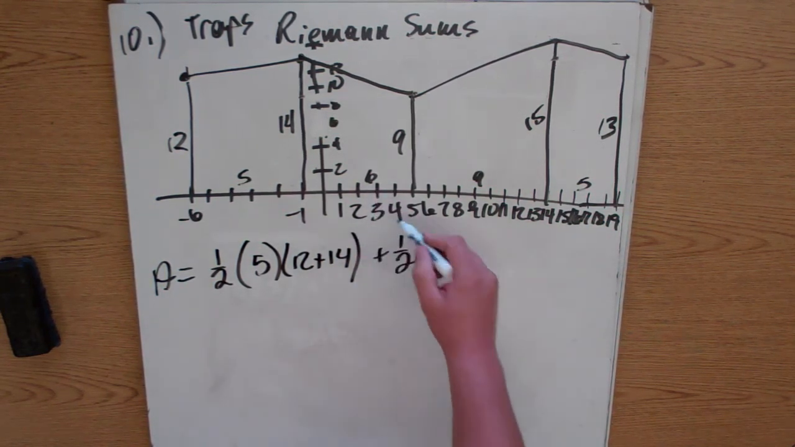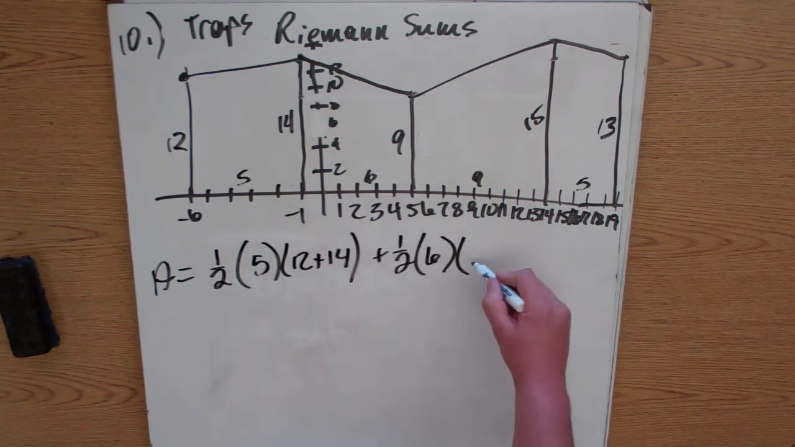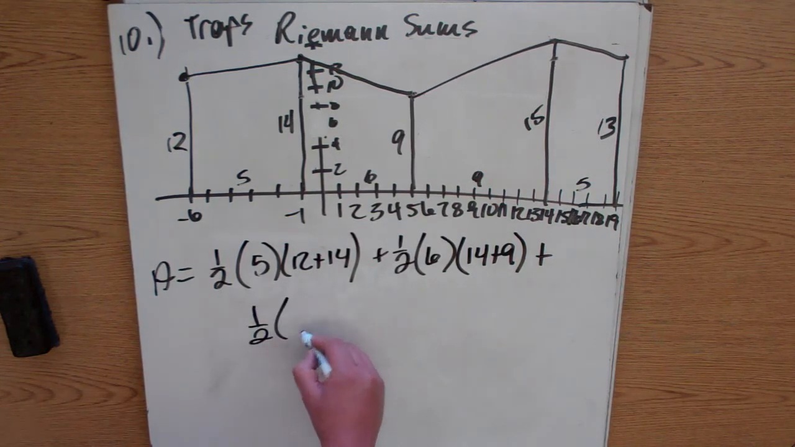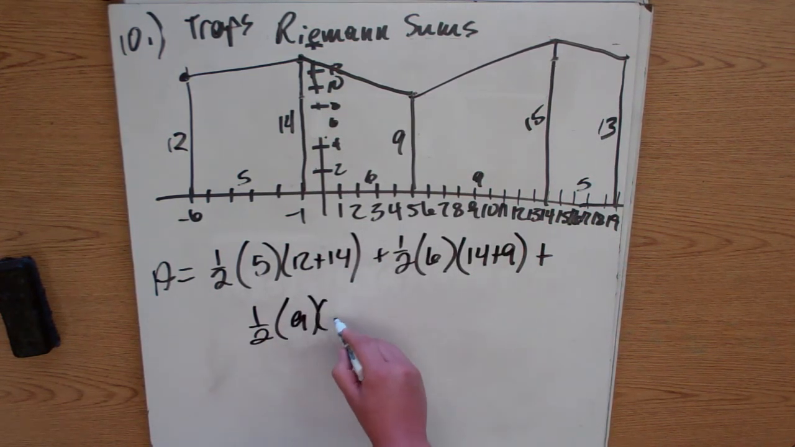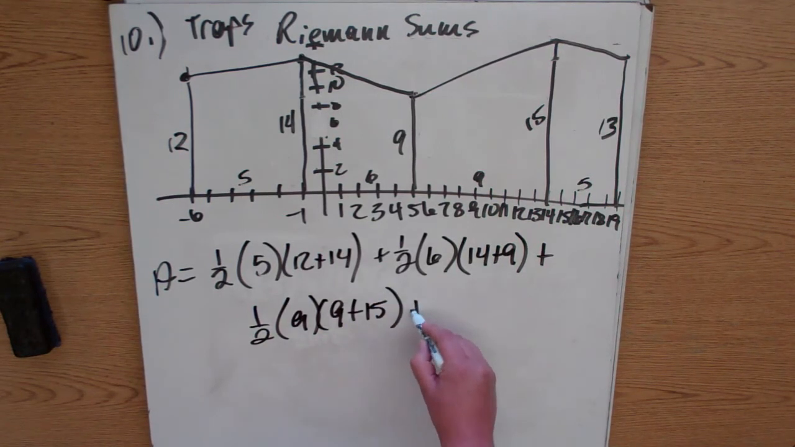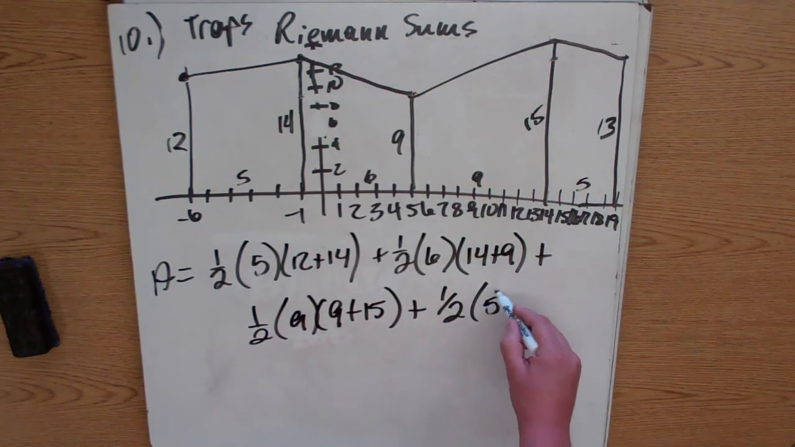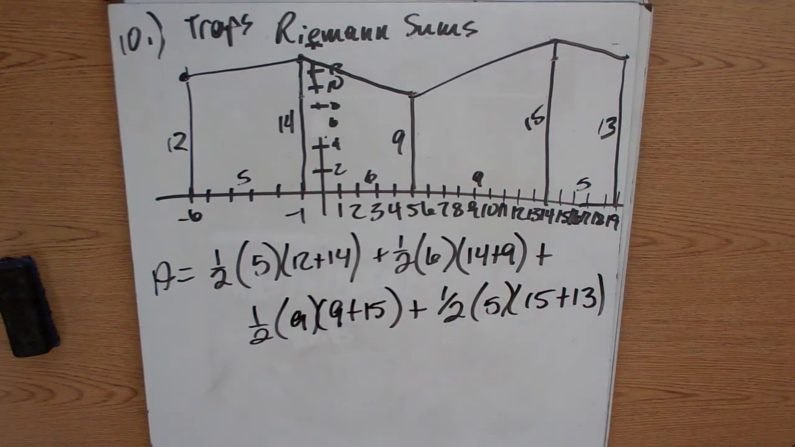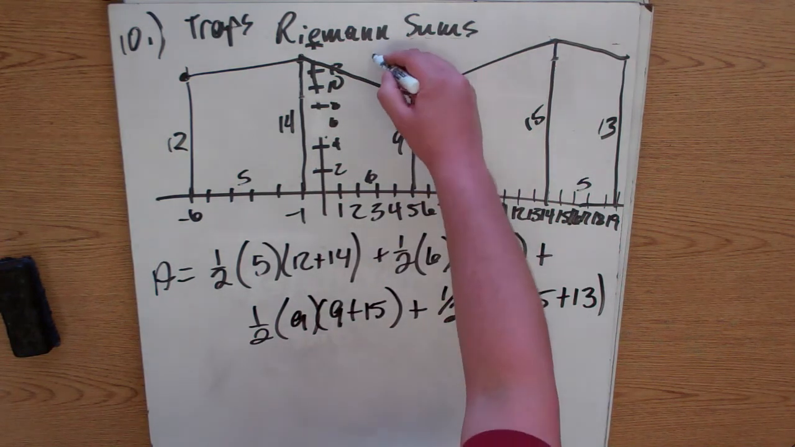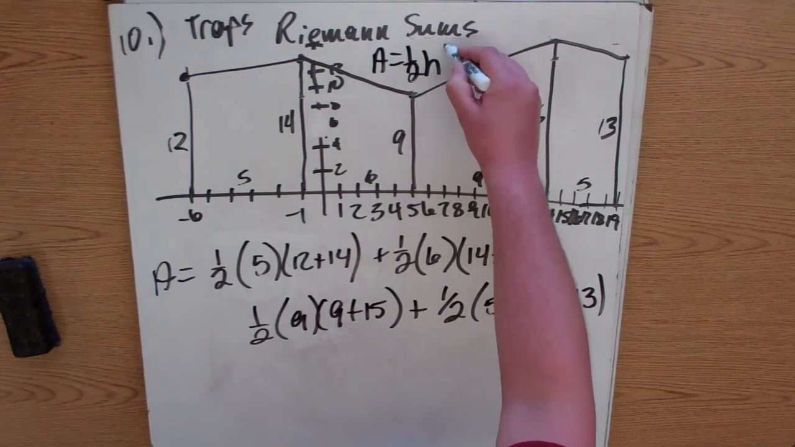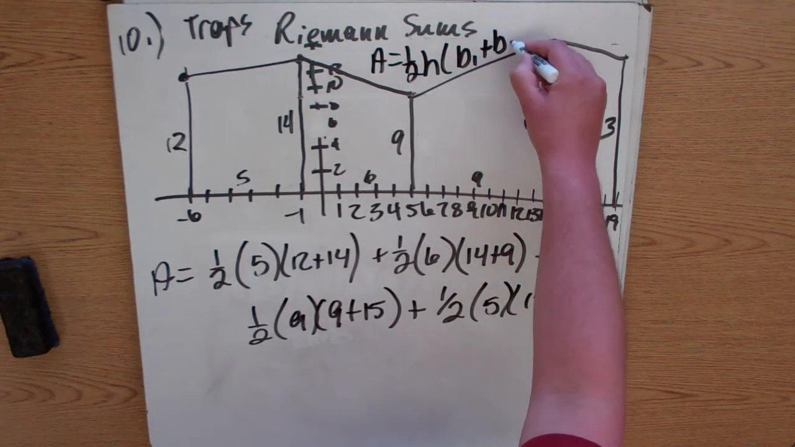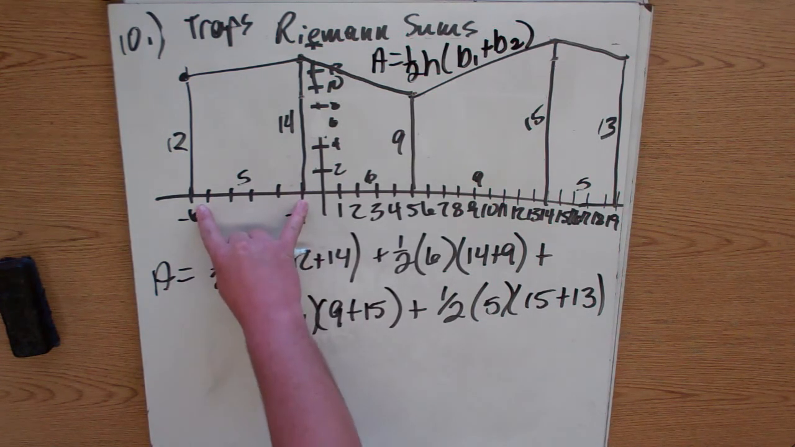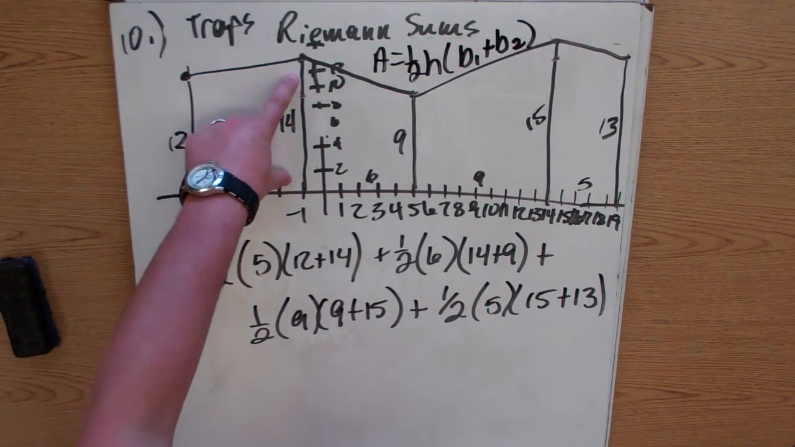1/2 times the height, which is 6, times the sum of the bases, which is 14 plus 9, plus 1/2. Move on to this one. Height's 9. Sum of the bases is 9 plus 15, plus 1/2. Height is 5, times the sum of the bases, which is 15 plus 13. All right? Because remember, for area of a trapezoid, it's 1/2 the height times base 1 plus base 2. And again, we're using the width as h, and this is B1, this is B2.